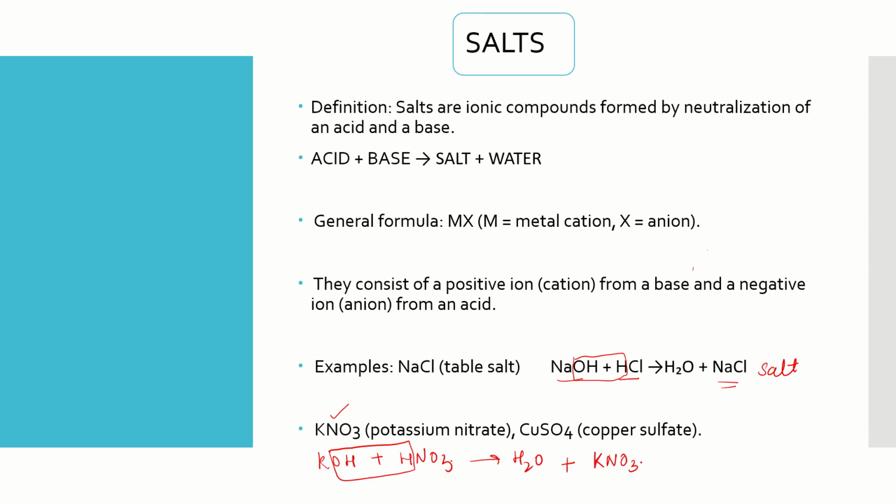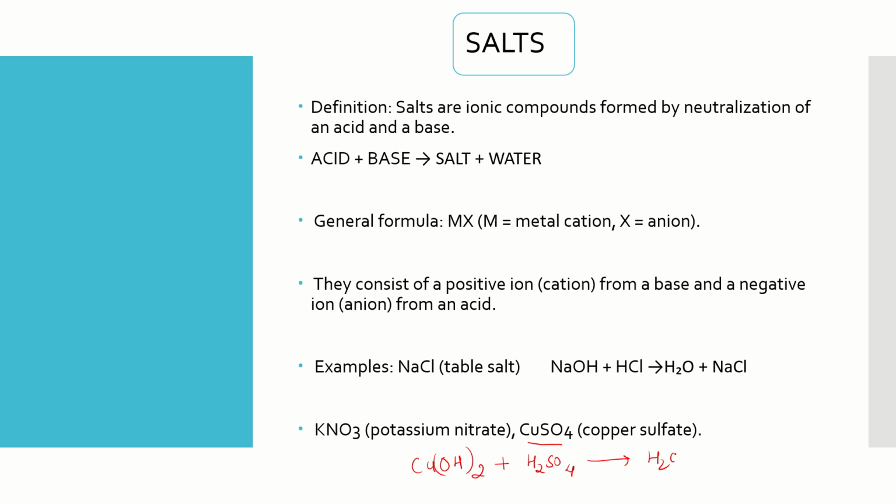KNO3, potassium nitrate salt. Similarly, copper sulfate is formed by the neutralization of copper hydroxide plus sulfuric acid. So we will get H2O, water, plus copper sulfate, CuSO4. So this copper sulfate is a salt.